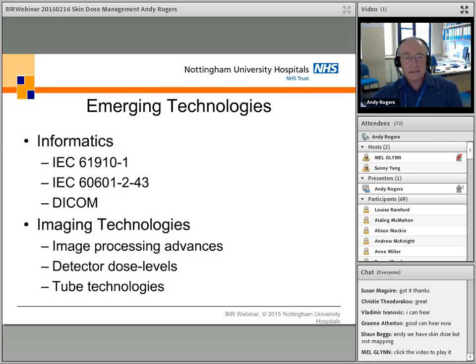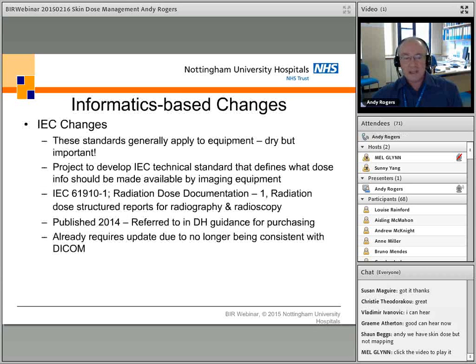Now, in terms of emerging technologies, I'm going to come at this from 2 directions: informatics, information, and the technologies themselves, the software and hardware. So starting with the informatics, life has actually changed a little bit very recently.